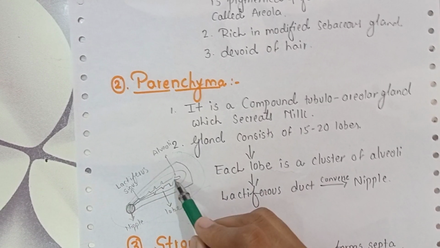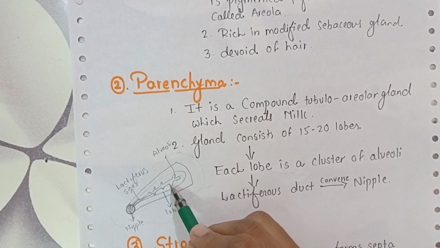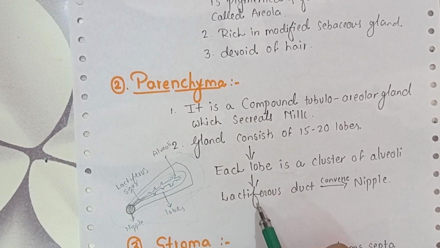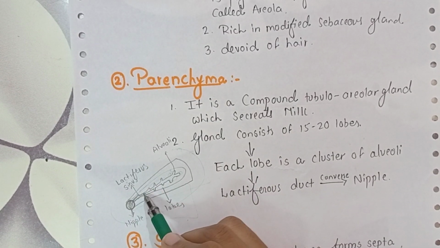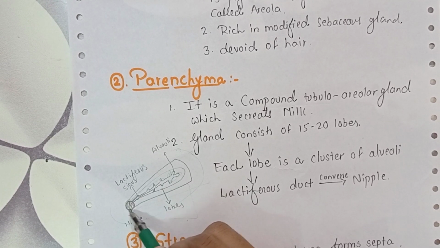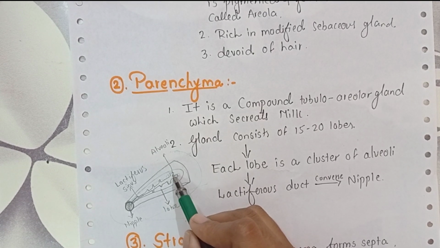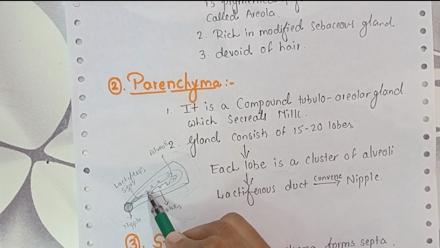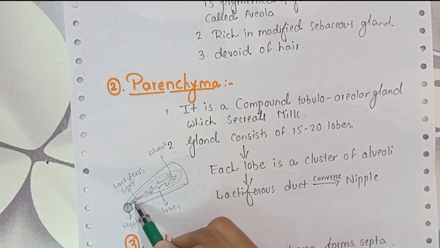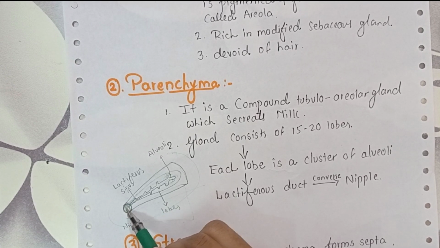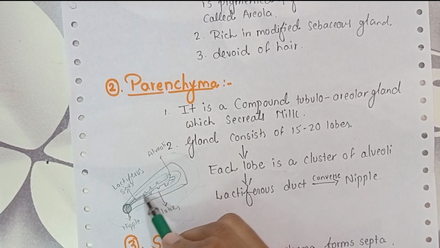Each lobe is a cluster of alveoli. Small alveoli will be there, and then lactiferous ducts will be there, which converge into the nipple. Each lobe consists of a cluster of alveoli, then the lactiferous duct, then the lactiferous sinus, and then next to that will be the nipple. In this way the milk drains.